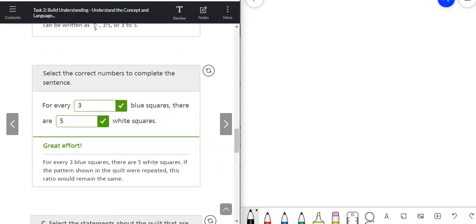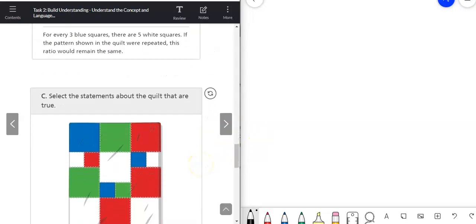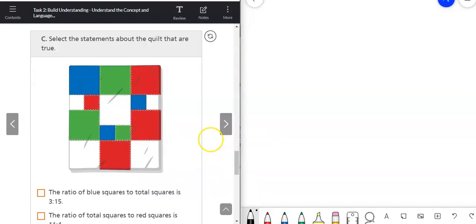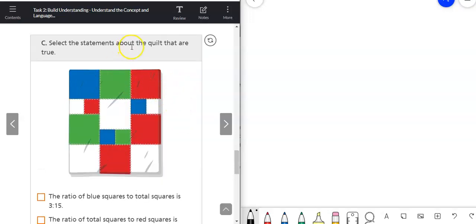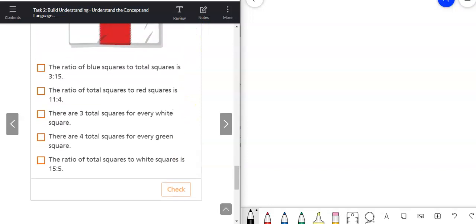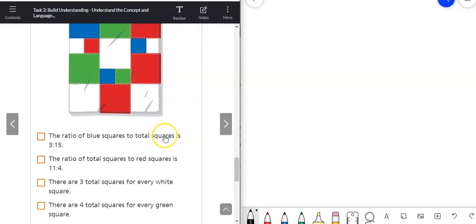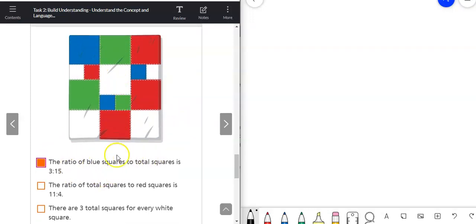If the pattern shown in the quilt were repeated, this ratio remained the same. That means it could just simplify down to 3/5. So select the statements about the quilt that are true. The ratio of blue squares to total squares is 3 to 15. So they're asking total, so let's count them all up. We have 1, 2, 3, 4, 5, 6, 7, 8, 9, 10, 11, 12, 13, 14, 15. We have several that we can choose from here. So the ratio of blue squares to total squares is 3 to 15 because it asks blue squares to total. So blue is first. There's 3 blue. There's 15 total.